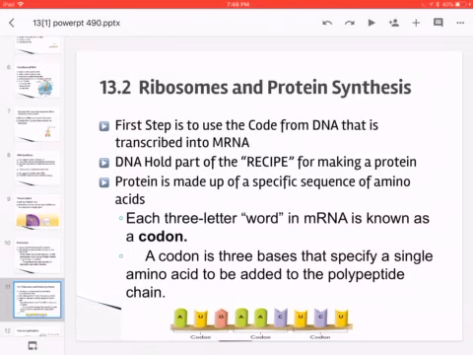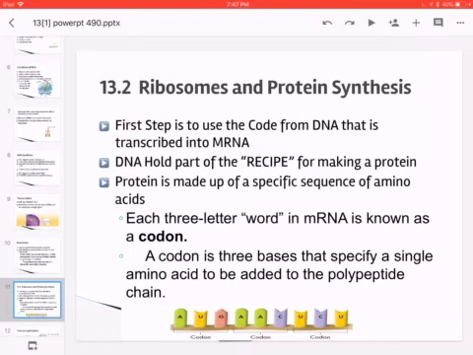DNA holds part of the recipe for making the protein. So protein is made up of a specific sequence of amino acids. You can see at the bottom of this slide there is a strand of RNA, and we break that strand of RNA up into 3-letter words, which we call codons. These codons are 3 bases that are going to specifically code for a single amino acid to be added to this polypeptide chain. The polypeptide chain is the long strand of amino acids that make up a protein, because proteins are referred to as polypeptide chains as well.